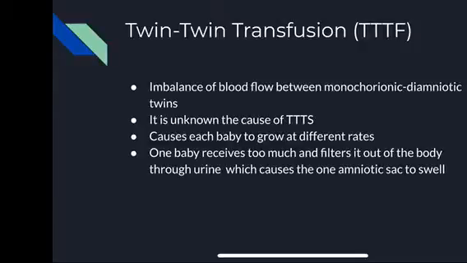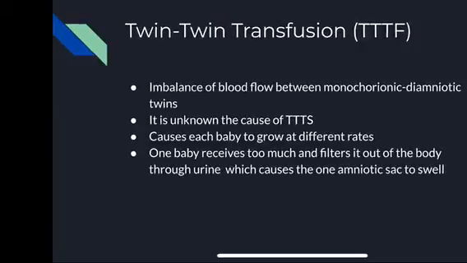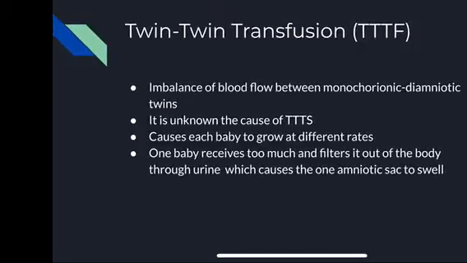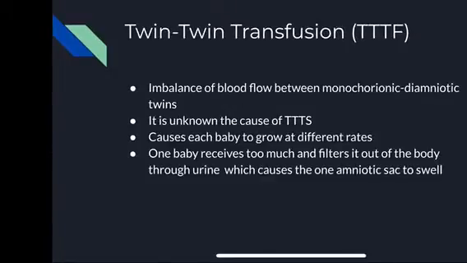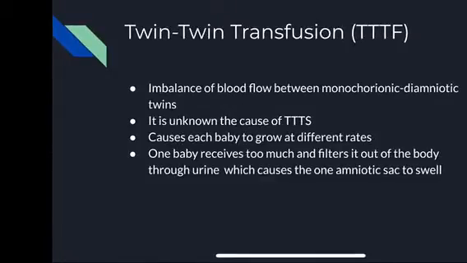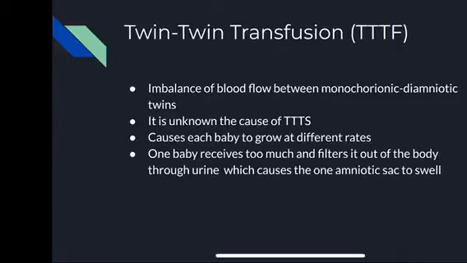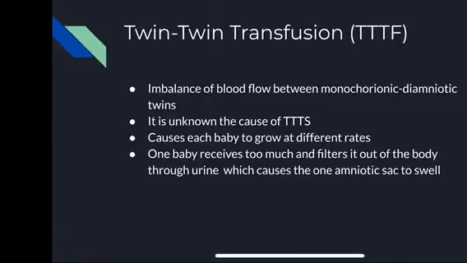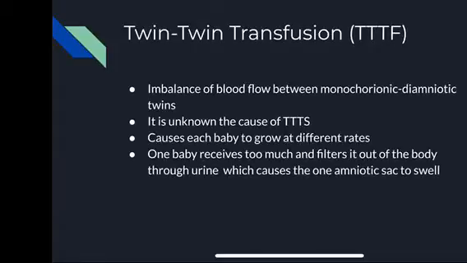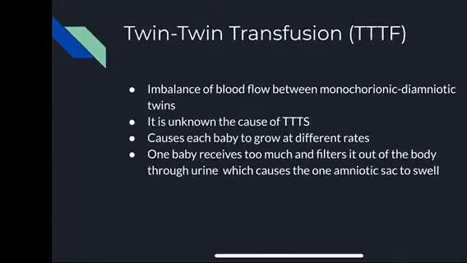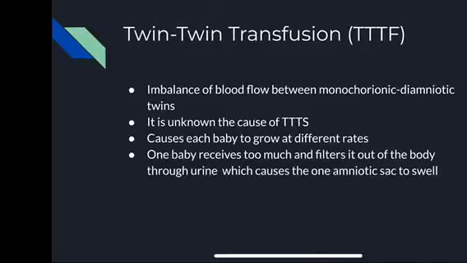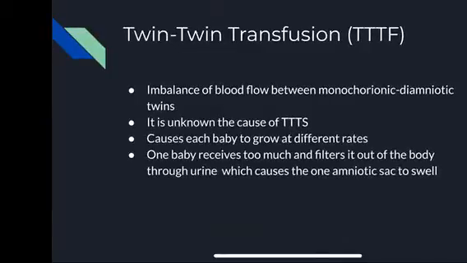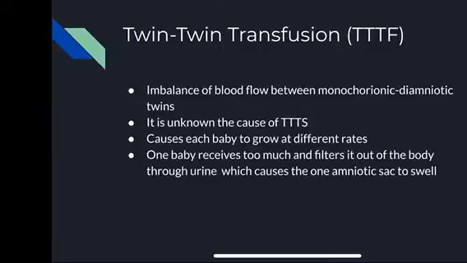Speaking of TTTS, you're probably wondering what that is. It is twin-to-twin transfusion. TTTS is the imbalance of blood flow between monochorionic diamniotic twins. If there's an imbalance of blood flow going towards the twins, this can cause them to grow at different rates. There's no known cause for TTTS, and there are a lot of issues that can come from it. This is usually because one baby is receiving too much fluid while the other is receiving too little.